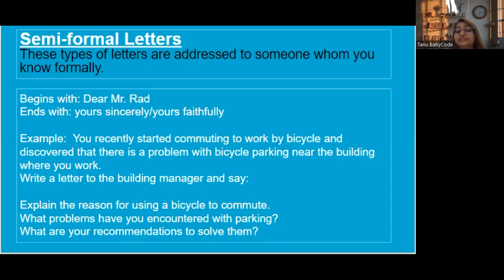See the example: you recently started commuting to work by bicycle and discovered that there is a problem with the bicycle parking near the building where you work. Write a letter to the building manager and say. Now, again, there are 3 bullet points. First is explain the reason for using a bicycle to commute. What problems have you encountered with the parking? What are your recommendations to solve it? So you have to specifically talk about all these 3 points in your letter writing.